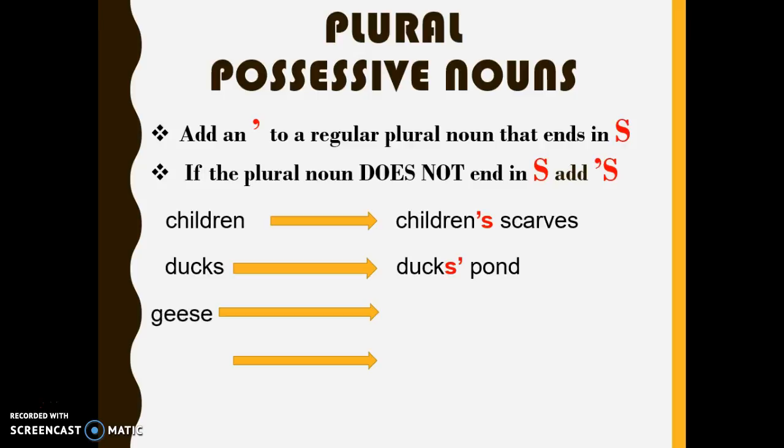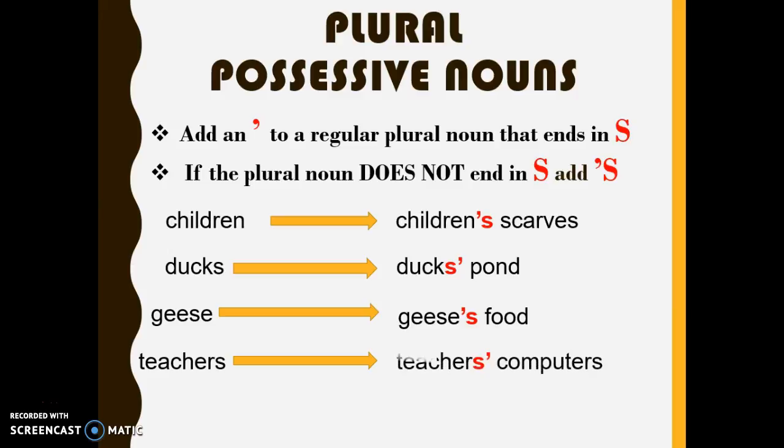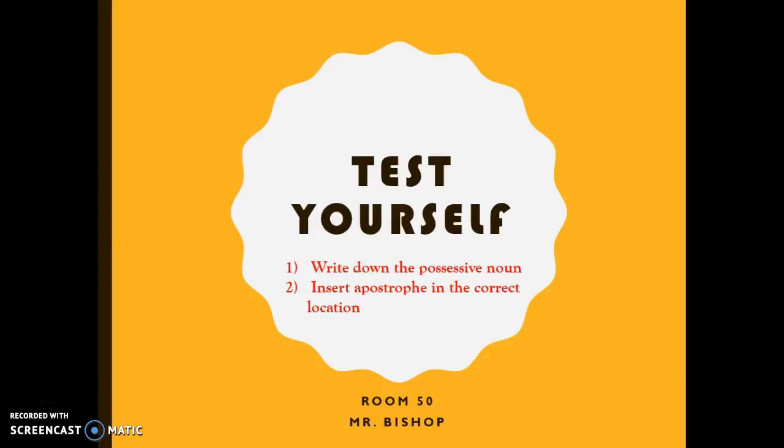The plural noun geese becomes geese's with an apostrophe S to show that the food belongs to the geese. The plural noun teachers becomes teachers' with an apostrophe after the S to show that the computers belong to the teachers. We added an apostrophe after the S because the plural noun teachers ended in S.